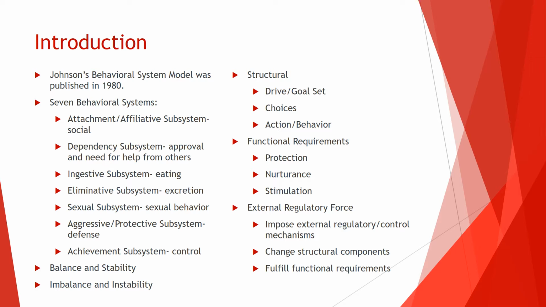Johnson listed that these 7 systems are needed to be in balance and have stability in order for a patient to be healthy. A patient who is unable to adjust to the environment has imbalance and instability in at least one of these systems. External regulatory forces, such as imposing external regulatory or control mechanisms, change structural components, or fulfill functional requirements, are needed in order to gain homeostasis in these systems.